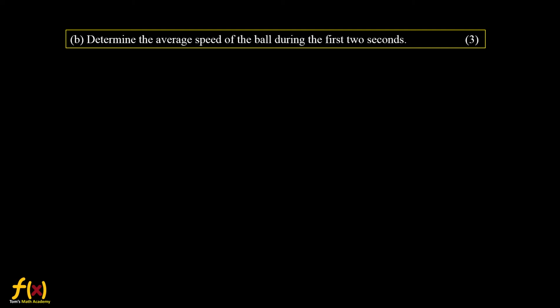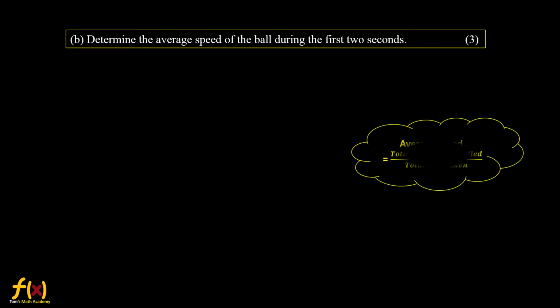Question B: determine the average speed of the ball during the first 2 seconds. What is the meaning of average speed? The ball is moving. It starts at 0 seconds and then it is up to 2 seconds. There can be different speeds during this interval. So here is the average speed between 0 seconds and 2 seconds. That is our question. Now, what is the definition of speed? Total distance traveled divided by total time taken.